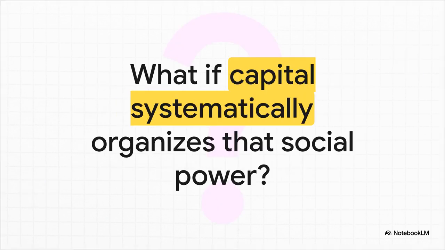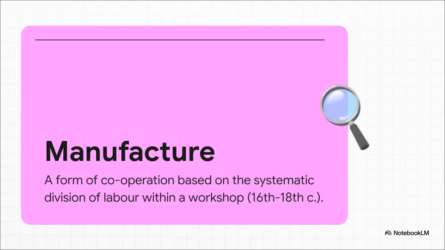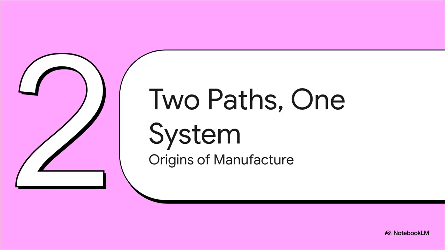And that brings us to the crucial question of this chapter. What happens when capital doesn't just bring workers together, but starts to methodically organize that social power? Well, the answer, according to Marx, is that you get a whole new mode of production, manufacture. So for Marx, manufacture isn't just a generic word for making things. Not at all. It's a very specific historical period of cooperation. It's defined by one guiding principle, the systematic division of labor inside a single workshop, all under the command of one capitalist.